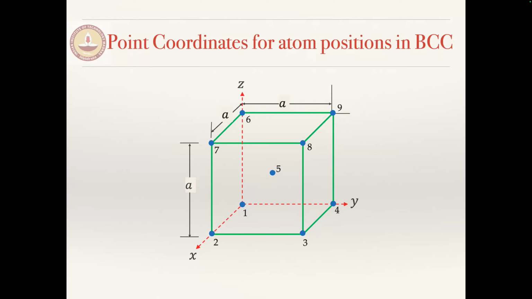1 by 2, 1 by 2, and 1 by 2. Assuming it's the center, you should not write 0.5, 0.5, 0.5. You should write 1 by 2, 1 by 2, 1 by 2. Right, sir. Okay. Point 6?